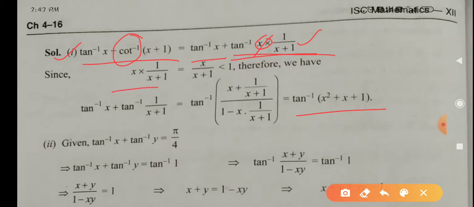Now this condition, as I told you, the product of x and y should be less than 1. So x multiplied by 1 upon x plus 1, that is x upon x plus 1, is less than 1. Why is it less than 1? Suppose x is 2. Then 2 upon 2 plus 1, that is 2 upon 3. 2 upon 3 is a proper fraction, so it will be less than 1. Like this you can check.